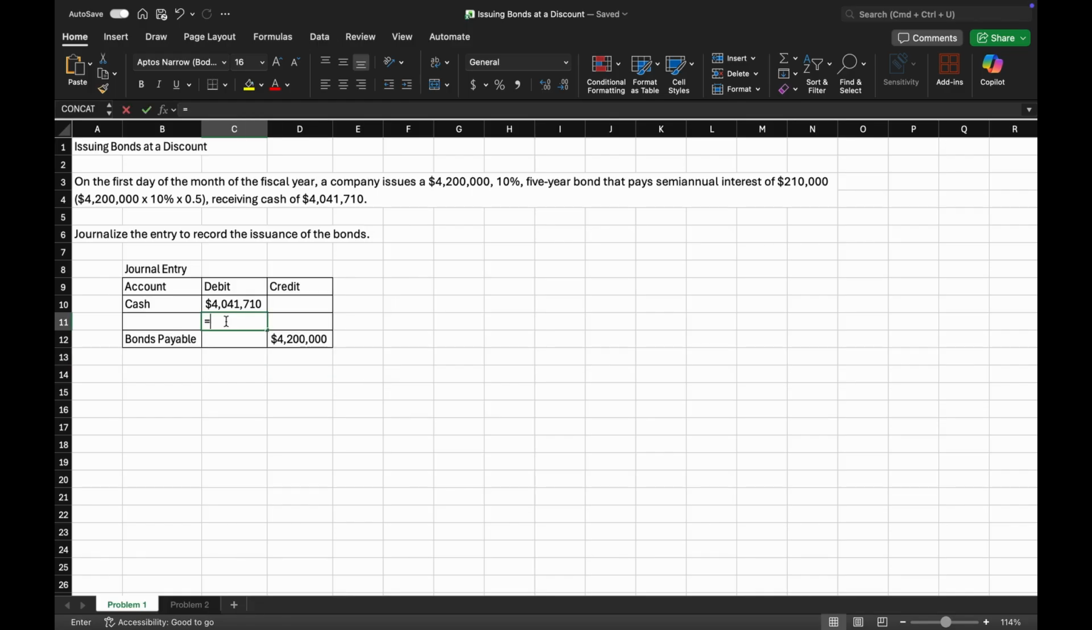And instead, it is found by subtracting the cash the company received from the bonds payable face amount. So for us, that'll be $4,200,000 minus $4,041,710, which comes out to a debit of $158,290 for the discount on bonds payable account.